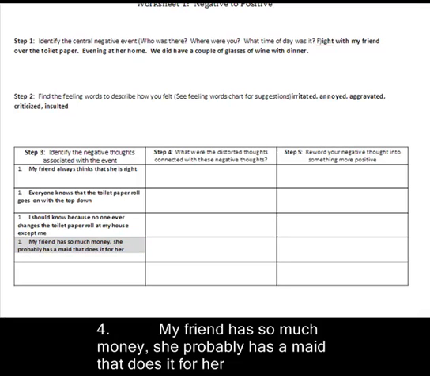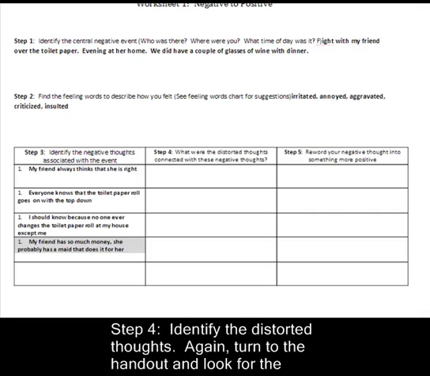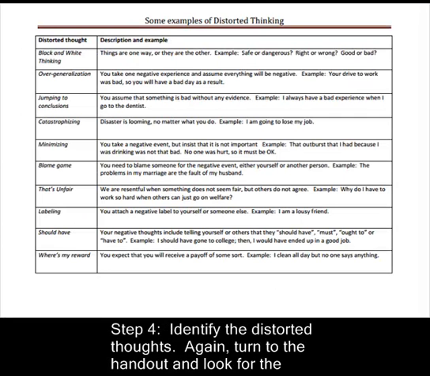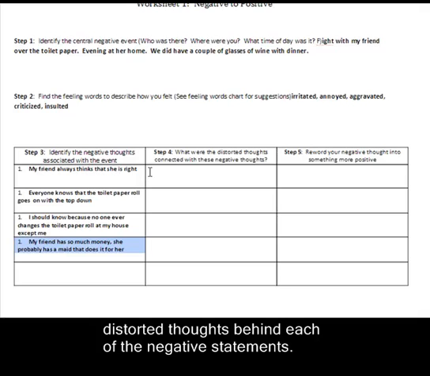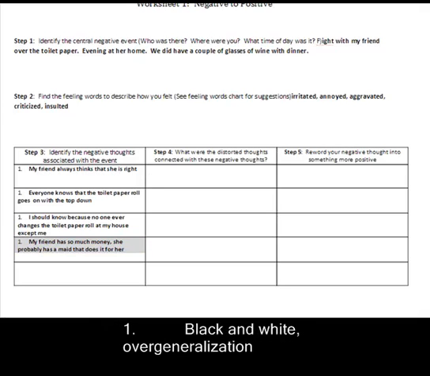I felt really bad. Okay, next I have to identify the distorted thoughts. So again, I'm going to turn to the handout and I'm going to look at the negative thought that I had. I'm going to say, well, what category does that fall under? So let's go back and look at these negative thoughts. Well, my friend always thinks she's right. When I look at that handout, I would think that probably is an example of black and white thinking and overgeneralization.